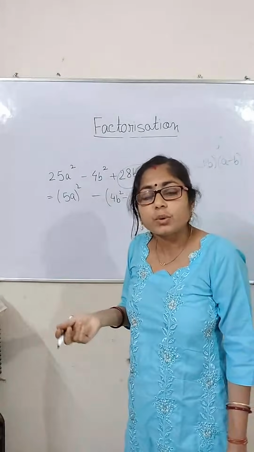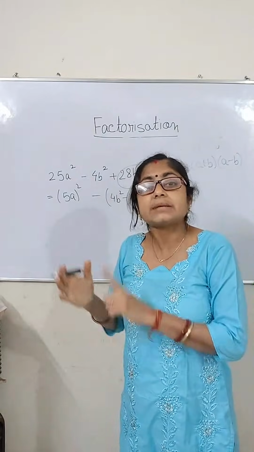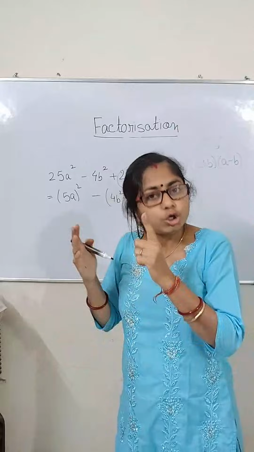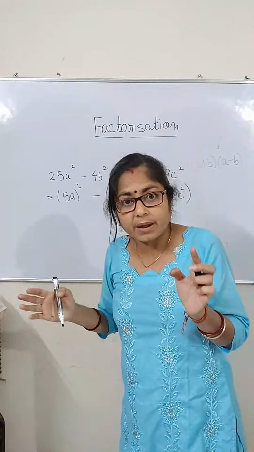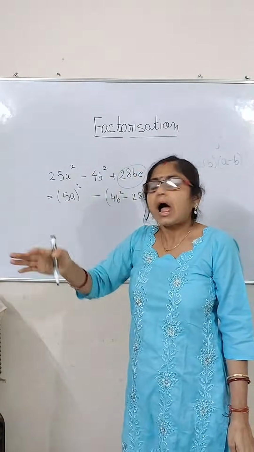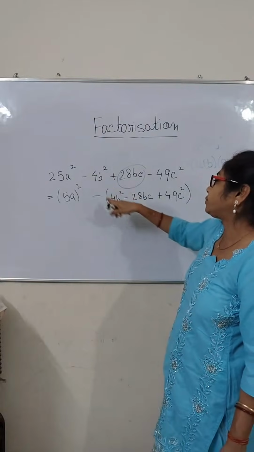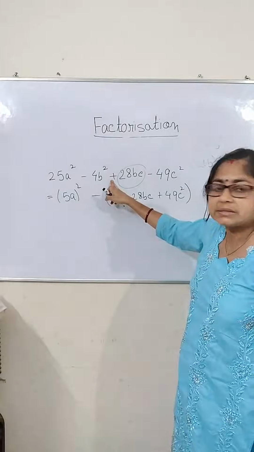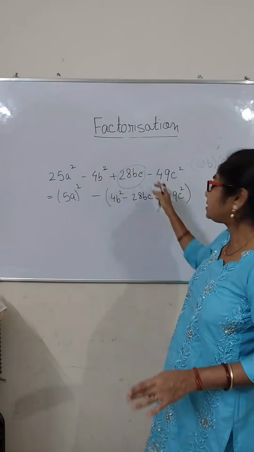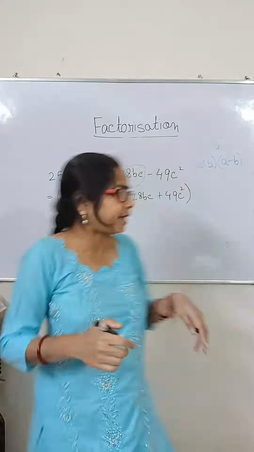So what I am doing? I take the minus as common, and when I take the minus as common, all the signs inside must be changed. Always remember it. First I take the minus common, then it is 4b square. This is plus, it should be minus, and this is minus, it should be plus. Up to this one is clear. Then I go to the next part.